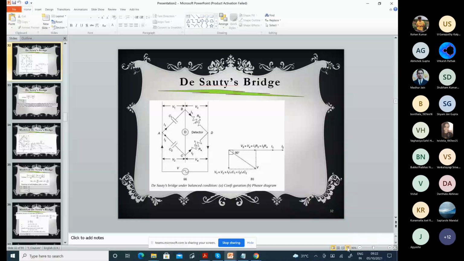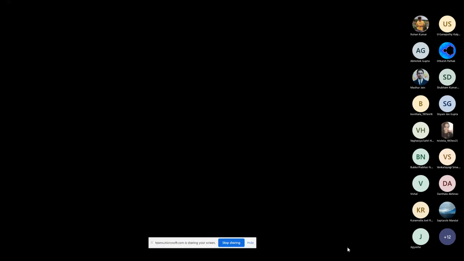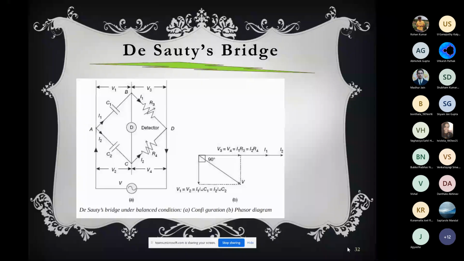The first thing we'll read is the D30 bridge. Here again it is the four arms, no extra arms. The first arm is capacitance C1, the second arm BD is a variable resistance R3, AC is another capacitance, the detector is between B and C, and the fourth arm is another variable resistance R4. So there are two variable resistances R3 and R4, and the phasor diagram is also very simple.